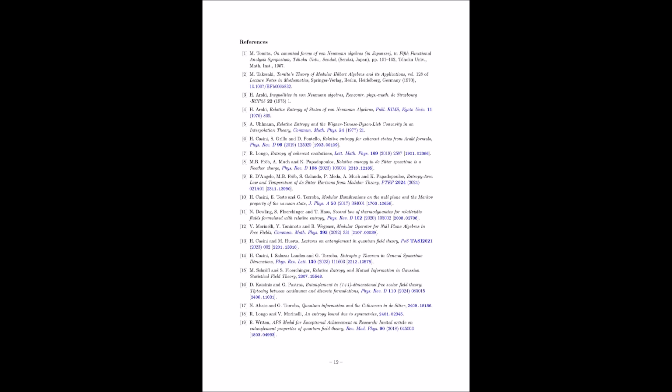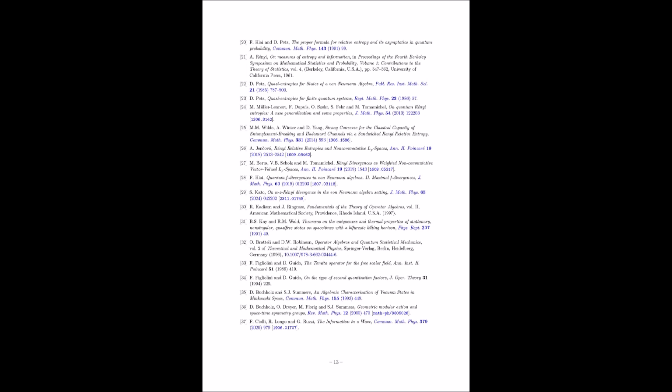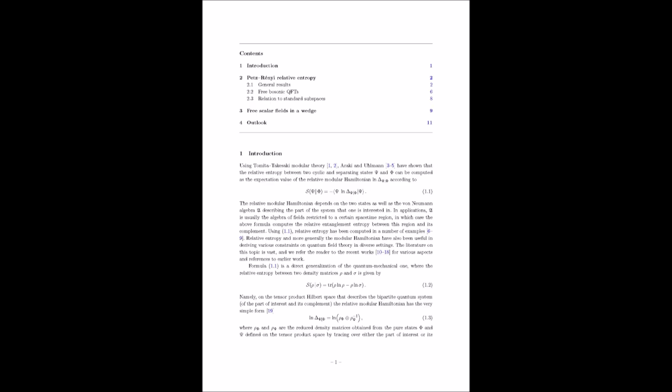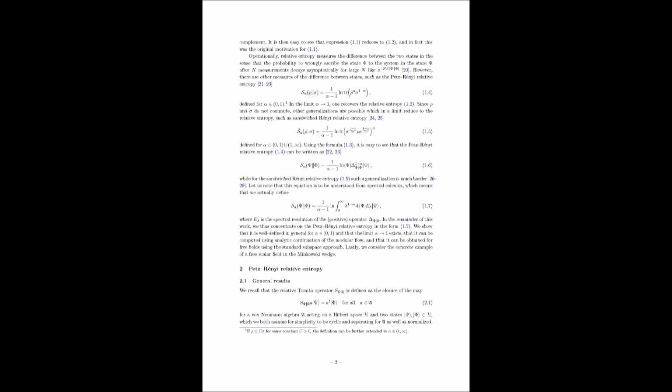And what does this formula tell us about the Petz-Rényi relative entropy in this specific case? It highlights a crucial point. What's that? The formula shows that the Petz-Rényi relative entropy in this scenario depends on both the symmetric and antisymmetric parts of the two-point function. We talked about how the antisymmetric part represents the classical aspects of the system, while the symmetric part captures something purely quantum. Exactly. And this result reinforces the idea that the Petz-Rényi relative entropy is sensitive to information that's inaccessible to classical physics. It's like it's peering into the hidden quantum layers of reality.